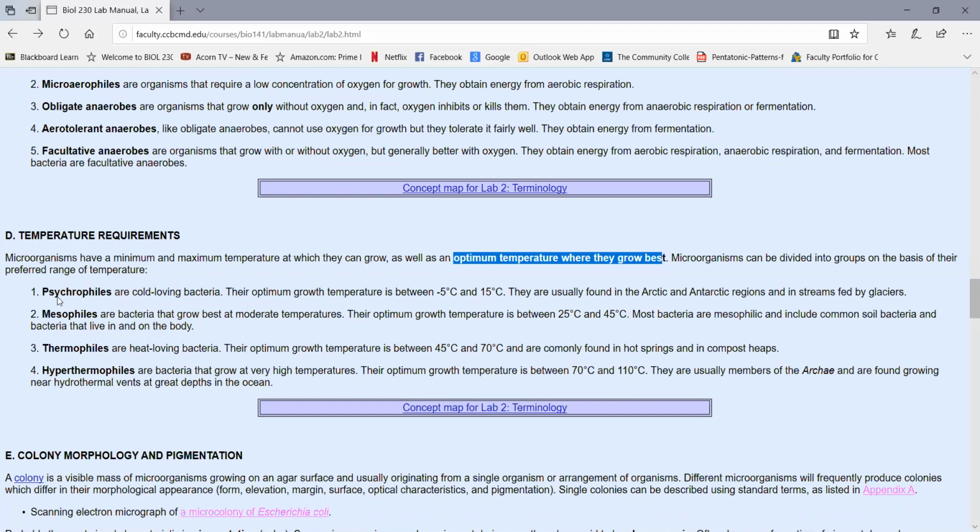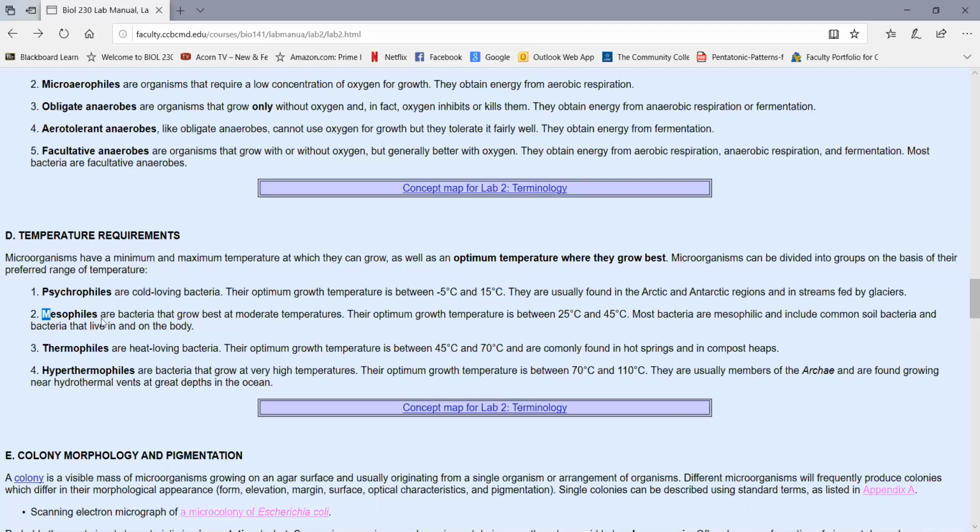The term psychrophile refers to cold-loving bacteria. Their optimum growth temperature is between -5 degrees Celsius, remember, 0 is freezing on the Celsius scale, and 15 degrees Celsius. These are often found in the Arctic regions and in streams fed by glaciers.